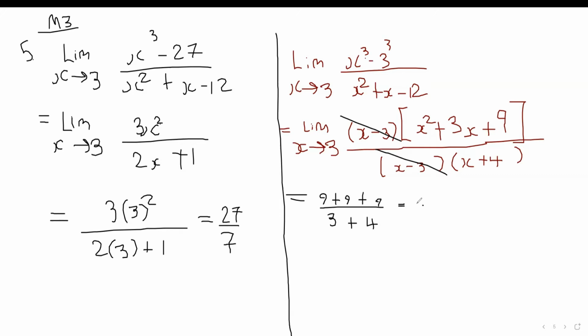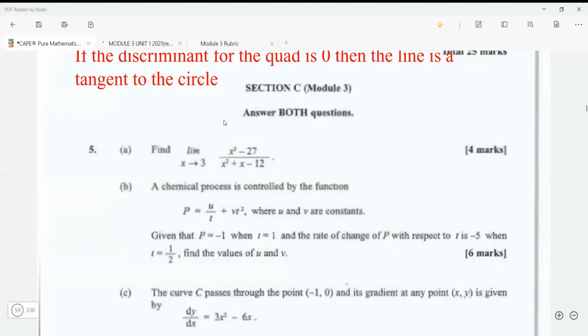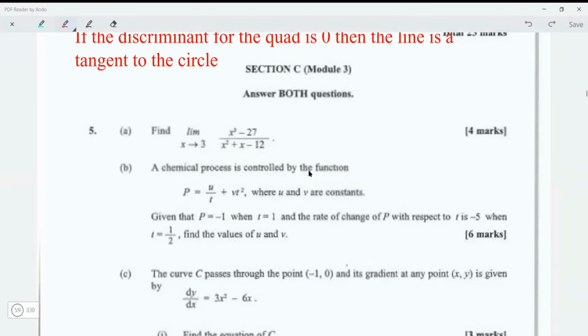You know, it doesn't matter. You still get 27 over 4. That is all that matters, that you get 27 over 4. All right, nice. So we can tell them that we get that limit. And this limit we end up getting is 27 over 4. We get 4 marks for that.